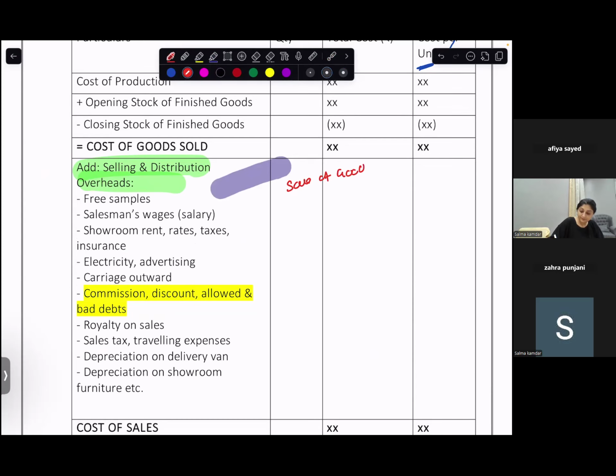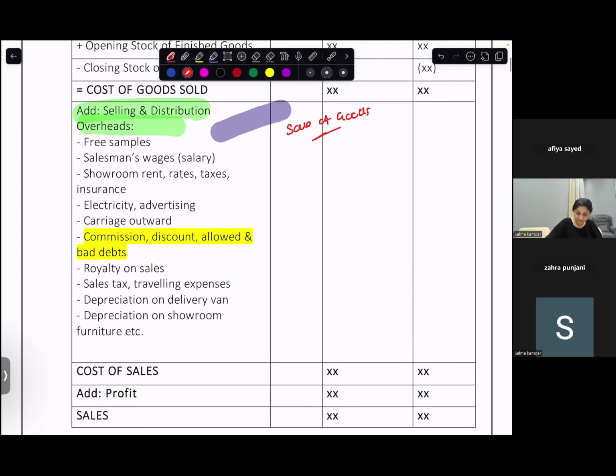Isn't selling and distribution and sales and administrative similar? Selling and distribution overheads and sales and administration overheads. I will tell you what comes in it. But first you look at the format.